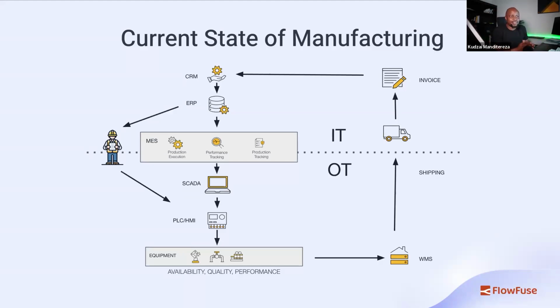And then when the production is done, stuff gets stored, inventory or warehouse or whatever you have, and then it is shipped. And then that cycle again continues. The customer makes the order. So it's this value chain, right?